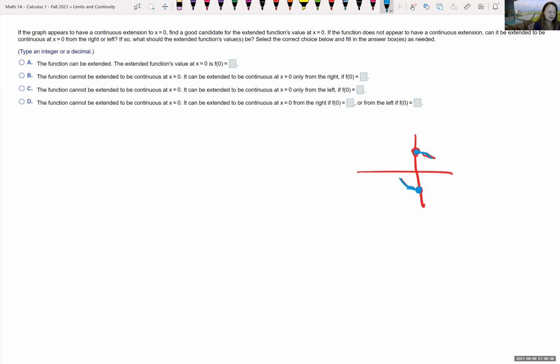So let's see. C, the function cannot be extended to be continuous at x equals 0. It can be extended to be continuous from the left if f of 0 is this. I believe it's D. I think we can choose different y values. The function cannot be extended to be continuous at x equals 0. It can be extended to be continuous at x equals 0 from the right-hand side. If we choose f of 0, well, on the right-hand side, we want to choose f of 0 to be 1. And on the left-hand side, we want to choose our f of 0 to be negative 1.